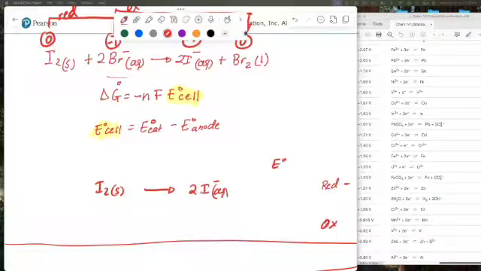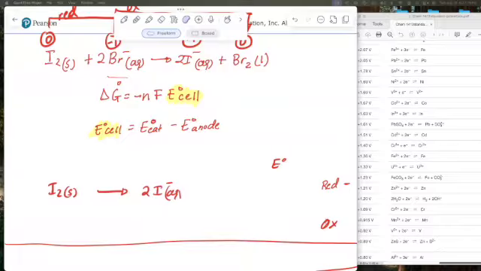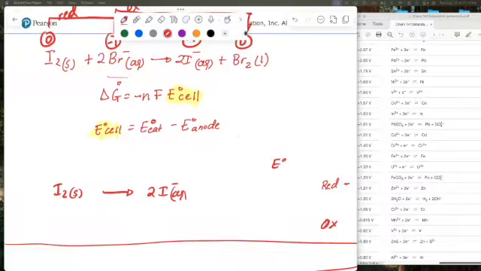I hope I'm not writing too close, right? Let me move this over because I feel like I wrote too close to the right side. There, okay? For this one here, I'm going to write 2Br minus aqueous to give me Br2 liquid.